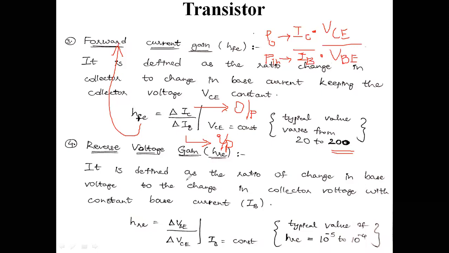It is defined as the ratio of change in base voltage. This is the input voltage by output voltage. It is the change in the base voltage to the change in collector voltage with constant base current, that is, IB is equal to constant. Therefore, HRE is equal to delta VBE by delta VCE, by keeping the current constant, that is, IB is equal to constant. The typical value of HRE is 10 power minus 5 to 10 power minus 14.